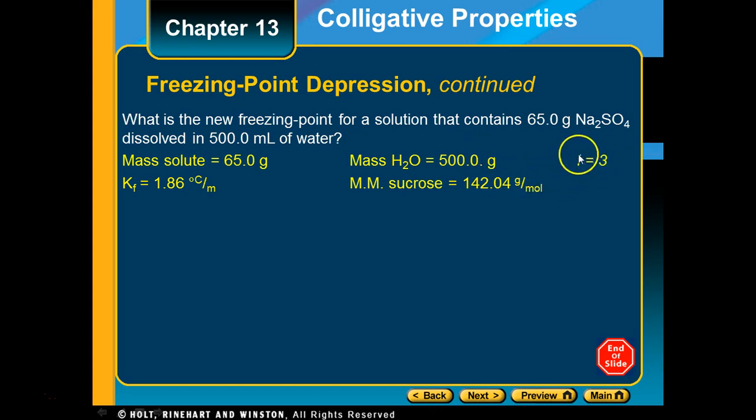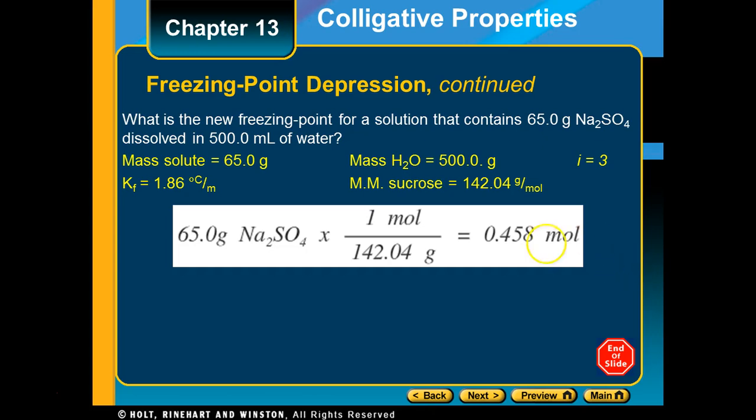Van't Hoff factor of 3, because there's 2 sodium ions that will break off, and 1 sulfate, total of 3 ions, so Van't Hoff of 3. Kf is still 1.86 because we are dissolving it in water. And then molar mass of sodium sulfate is not given, but easy to find, 142.04. Do the same thing we did in the previous problem. Let's find moles, molality, delta T, and then the final freezing point.